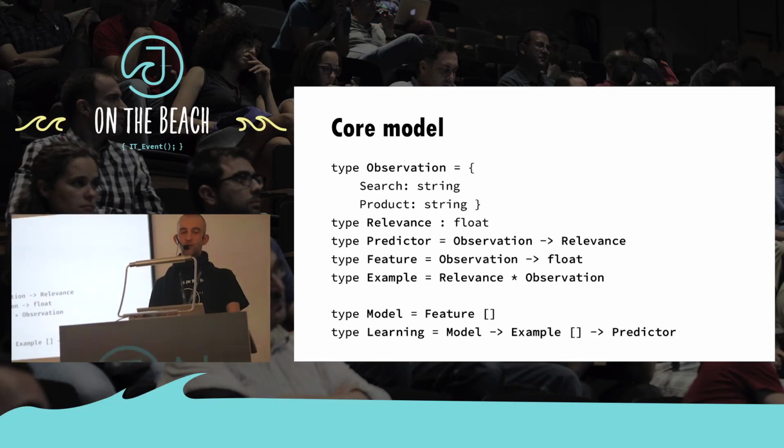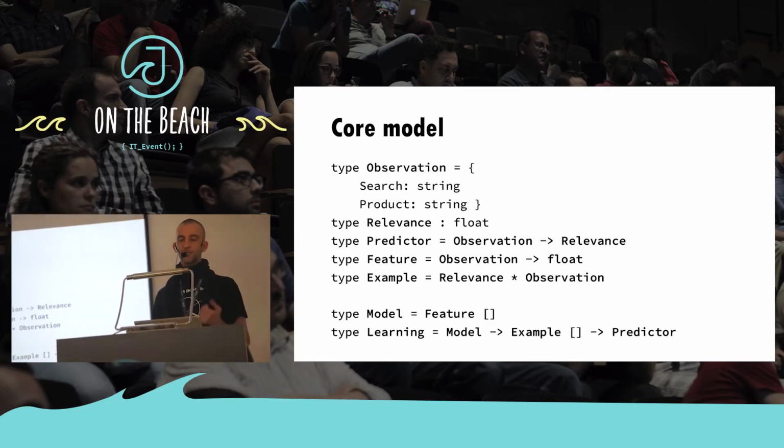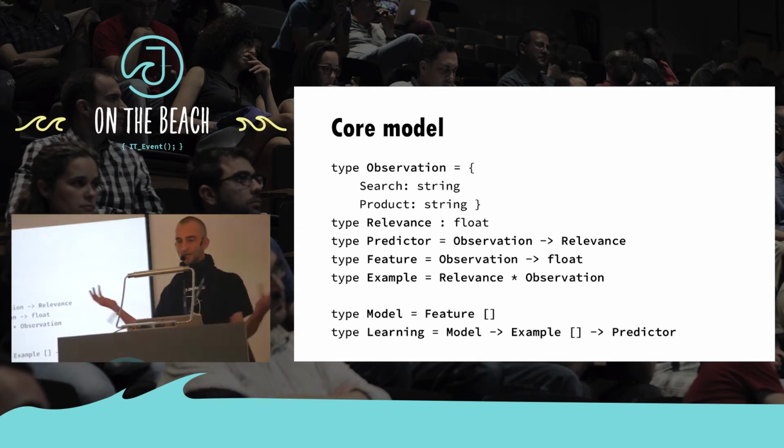And I need another notion, which is an example, because for my learning I need labeled observations. An example will simply be a tuple, which contains one observation and the correct relevance attached to it. And out of this, I can now define very simply a model: a particular collection of features, like an array of features. I can take more, I can take less.